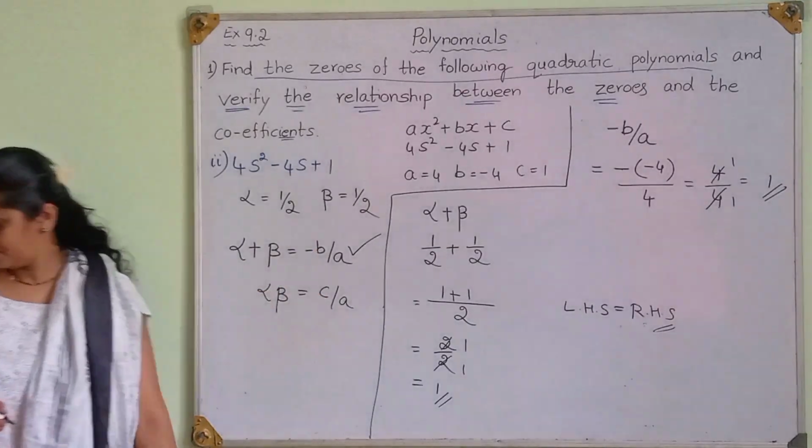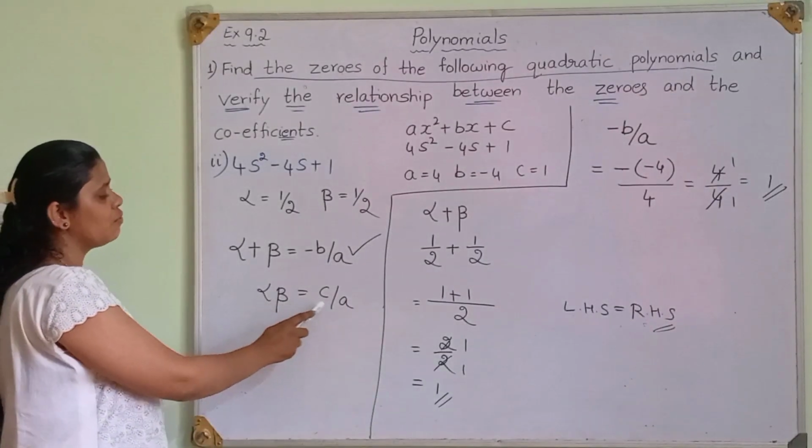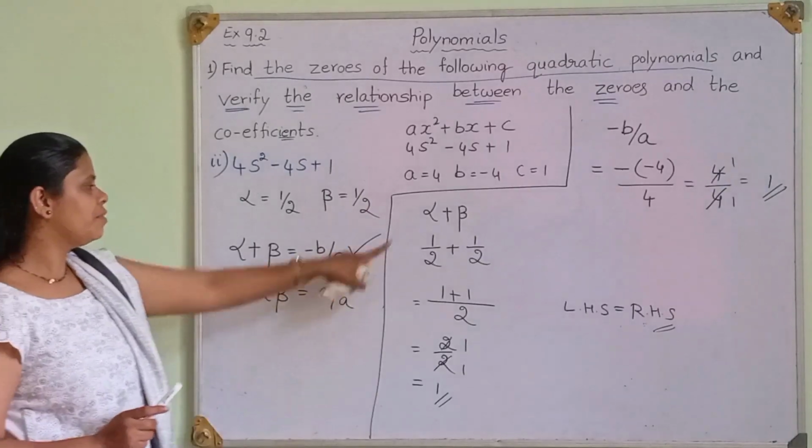Okay. Now let us verify this one. That is, alpha beta is equal to c by a. Let me rub this.